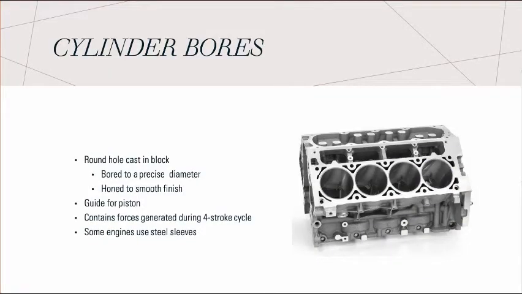The internal diameter of a tube in which the piston of an engine or pump moves is called the cylinder bore. It is a round hole cast in the block, bored to a precise diameter and honed to a smooth finish. It is a guide for the piston and contains the forces generated during the four-stroke cycle, and some engines use steel sleeves.